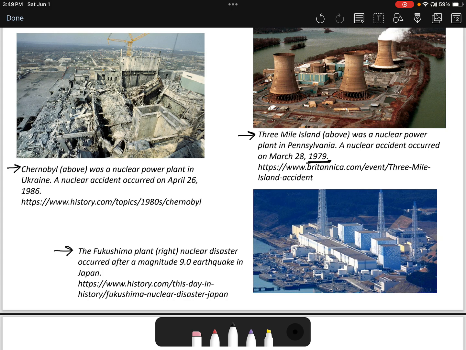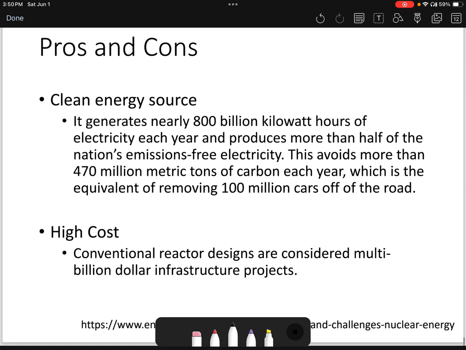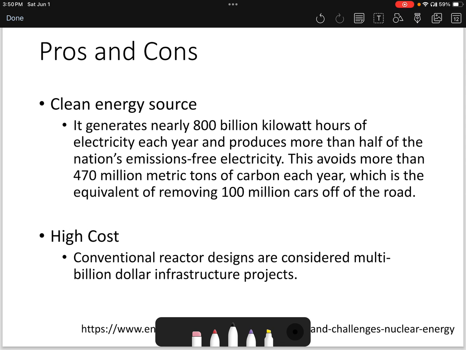I remember when that happened, actually. It was pretty big news. That was, I think, the largest earthquake recorded in Japan. So there were really large tsunamis as a result of the earthquake, and it was kind of a scary time there. So again, this is sort of why trust in nuclear power plants has decreased over time. But again, let's go over some of the pros and cons of nuclear energy.